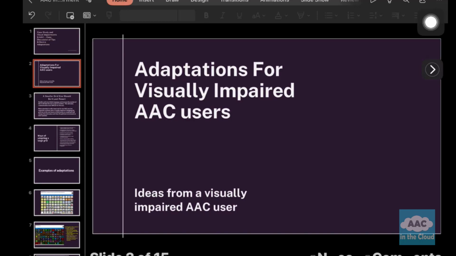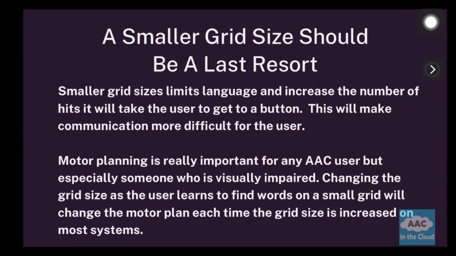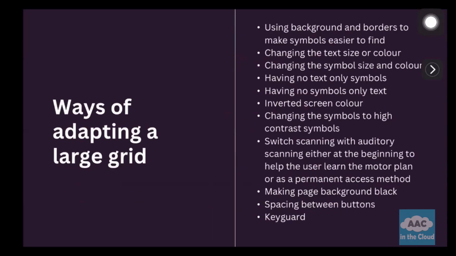So a smaller grid should be a last resort, I think, personally, because a smaller grid size will make communication more difficult. It will take more hits to get to a button. Motor planning is really important for any AAC user, but especially for someone who is visually impaired. Changing the grid size as the user learns to find more words on a small grid will only change the motor plan each time the grid size is changed.